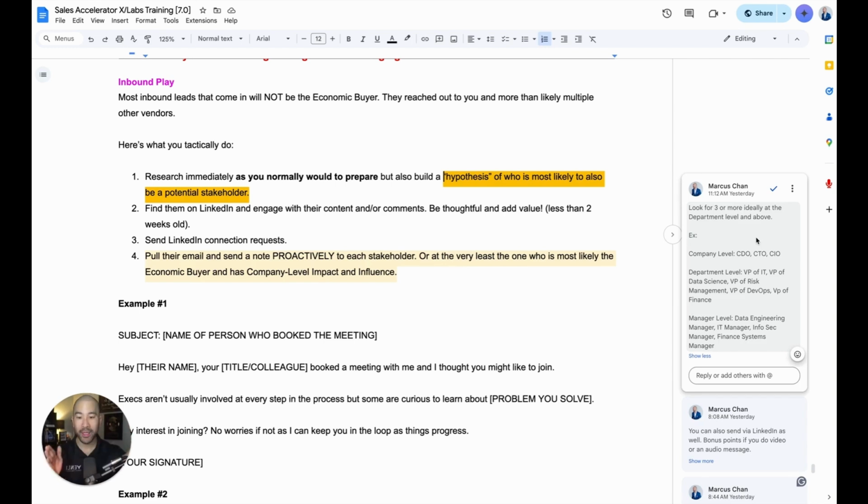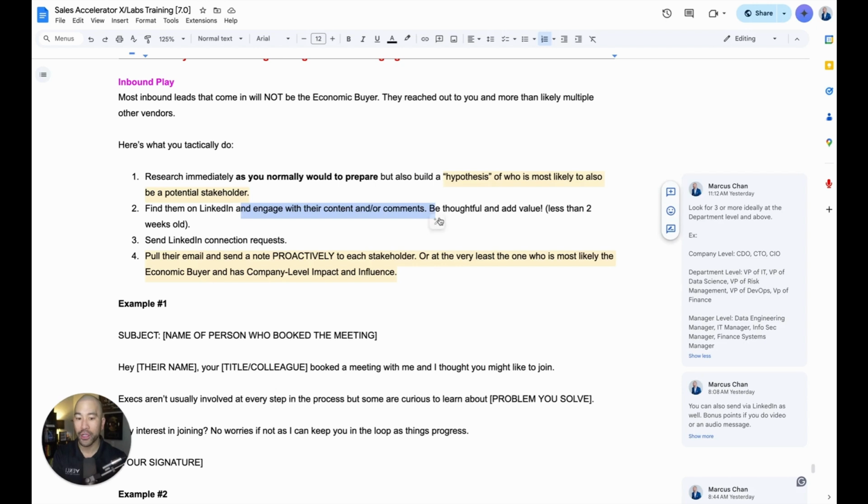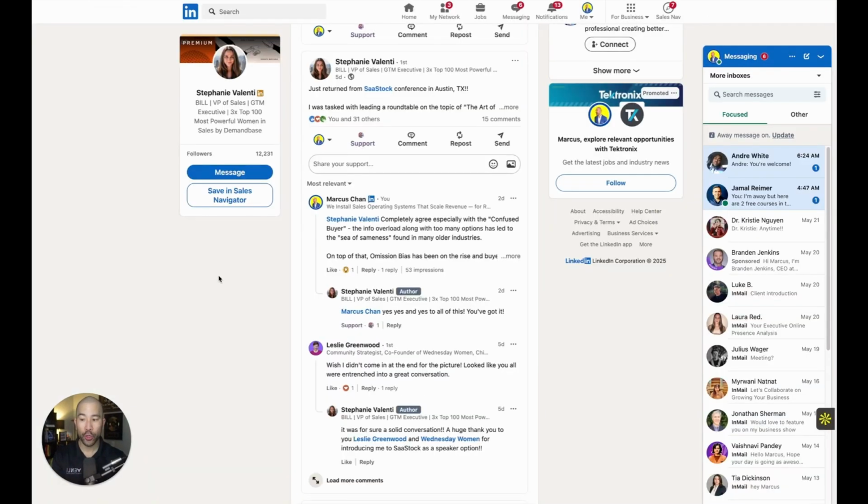So you're going to find them immediately on LinkedIn, and you want to engage with their content. You take a look at their content and also their comments. And you want to be really thoughtful. You want to add value, ideally on things that are under 2 weeks old. This is really important because this will help you start to build a little bit of presence with them. Now, if they're not posting on LinkedIn, then don't worry about that, right? But this is an example of what you could do to start building a little bit of trust and rapport with them.